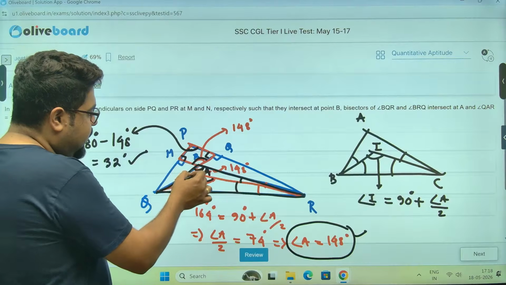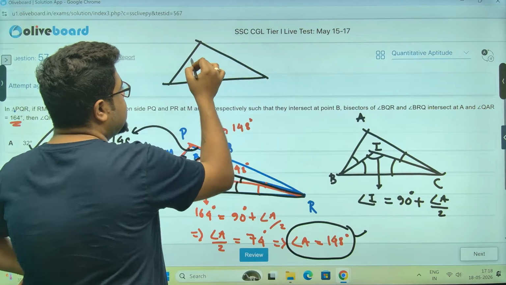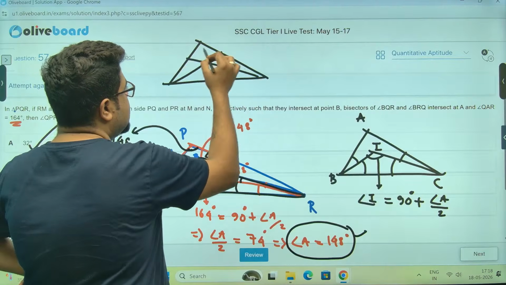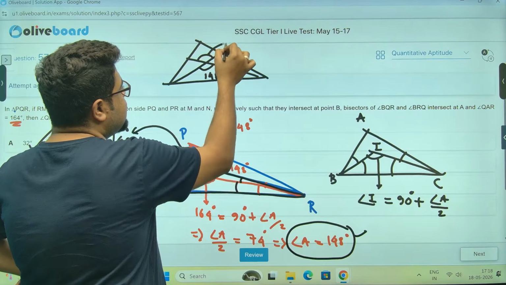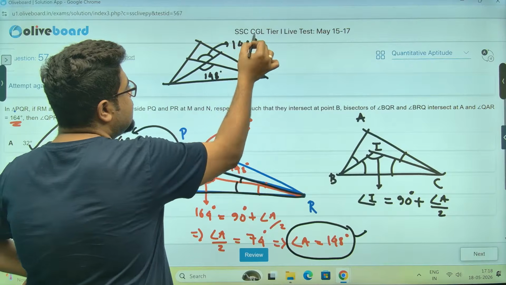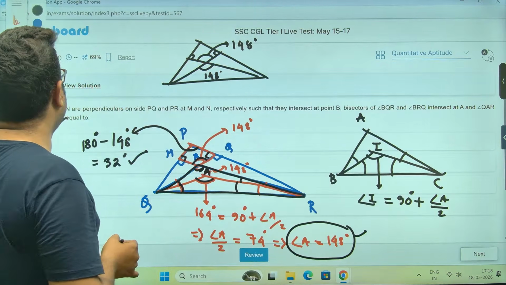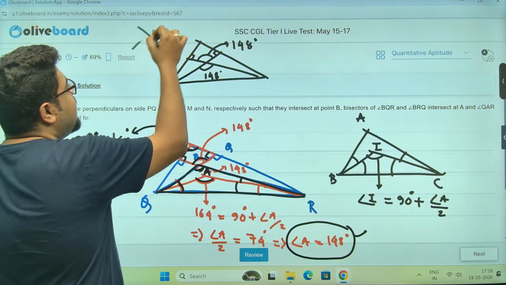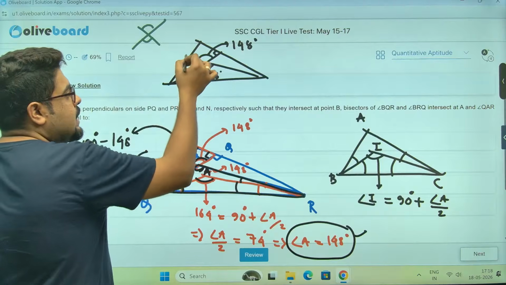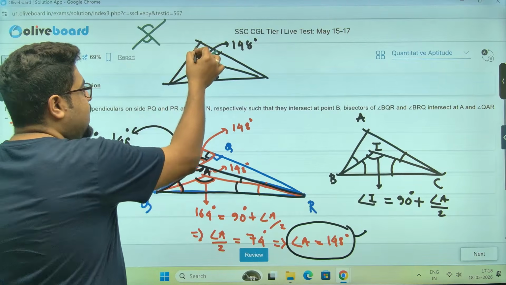Now, if this is 148, let's draw this once more. If this is 148 degrees, then this is also 148 degrees, because they are vertically opposite angles. They are equal. This is 90 degrees, this is 90 degrees. So this angle will be how much?